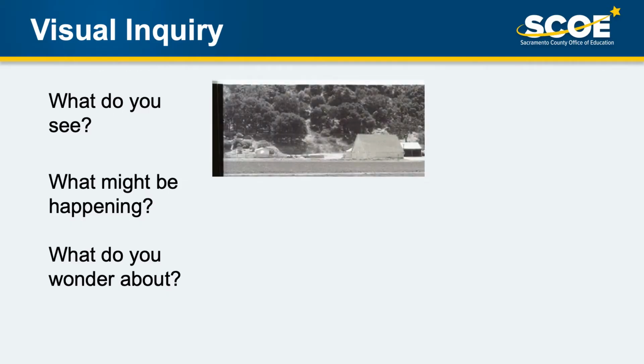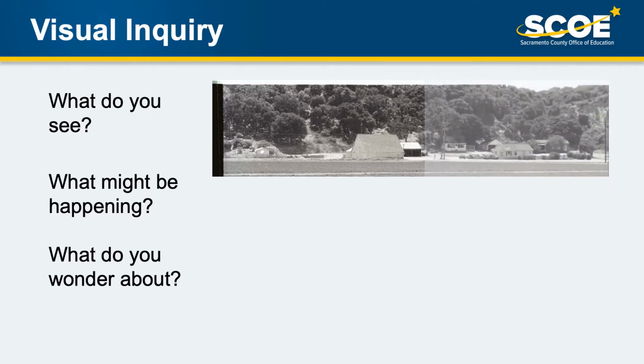Here we see the first portion of our picture. What do you see? What might be happening? And what do you wonder about? If I were doing this, I might think, I see trees and what looks like a building. I don't see anything happening yet, and I wonder what's so important about this place. Let's see more of our picture.